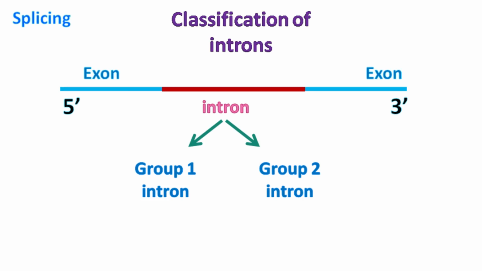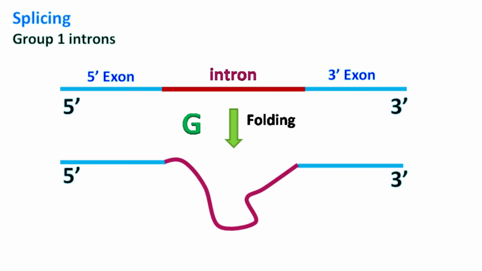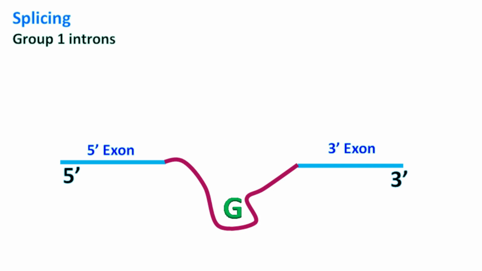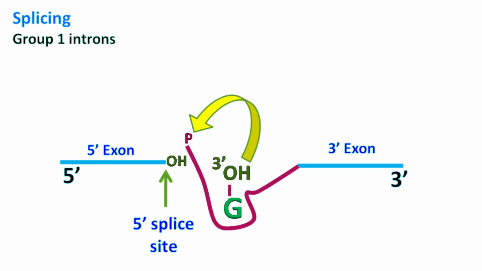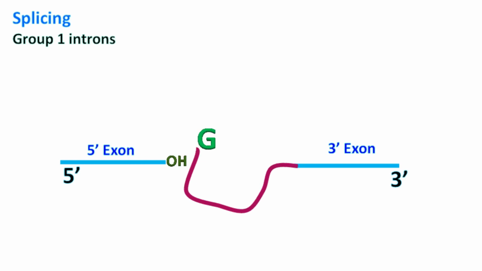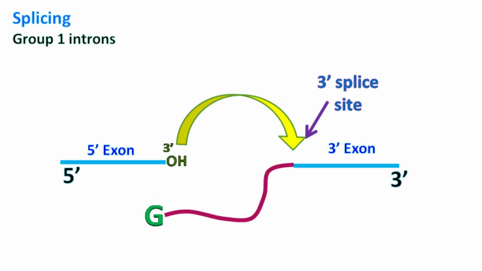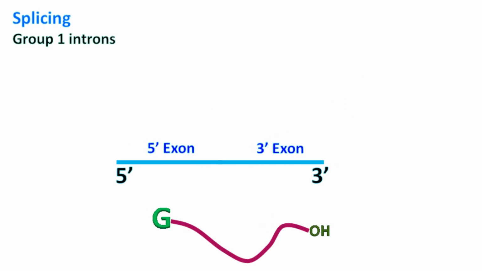Let's see the splicing mechanism of group 1 introns. The group 1 intron folds itself in such a way that it can hold a guanine nucleotide. The guanine nucleotide is in its ribose form. The 3'-OH group of the guanine nucleotide then reacts with the 5' splice site, and the guanine nucleotide finally attaches itself at the 5' end of the intron. This attachment of the guanine nucleotide makes the 3'-OH end of the 5' exon free. The 3'-OH group of the exon then reacts with the 3' splice site. This joins the two exons and releases the intron, completing the splicing reaction.